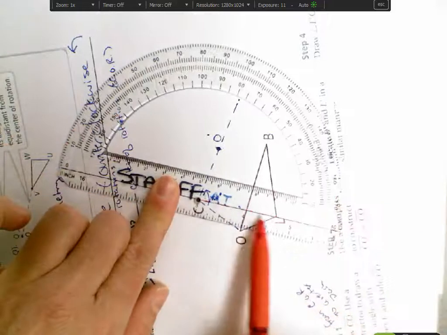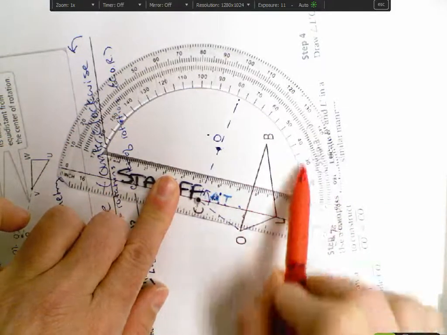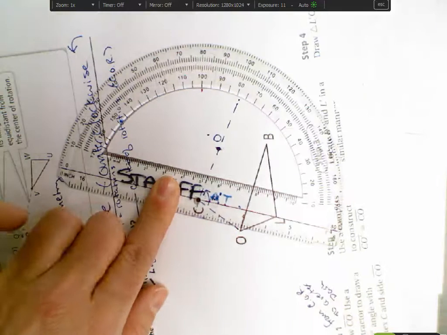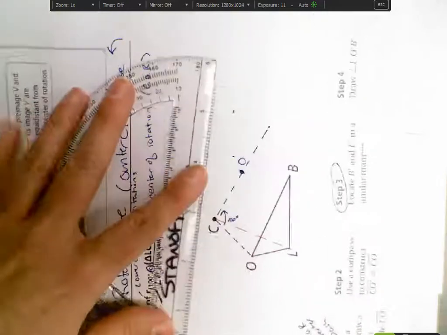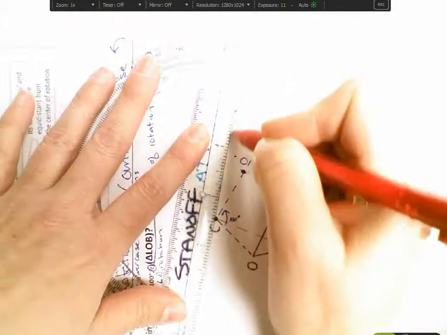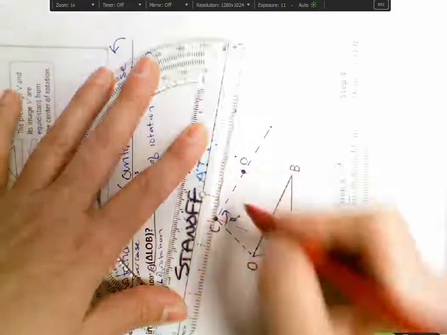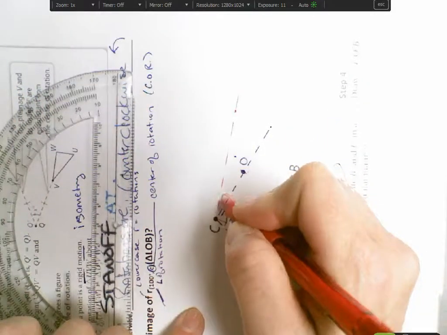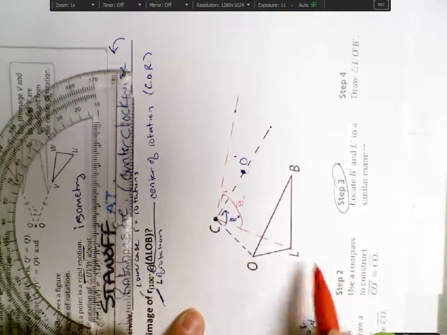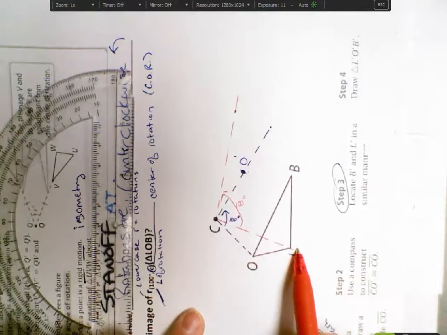And I am going to the right, so I start at 0 and mark my way around to 100. I'm going to make a little mark so I know where to put the other ray for my 100-degree angle. I'm going to drop that in so I know that I just made a 100-degree angle for my L prime.